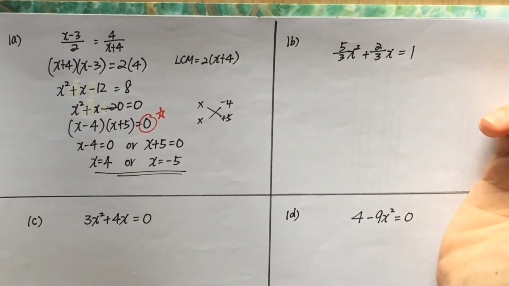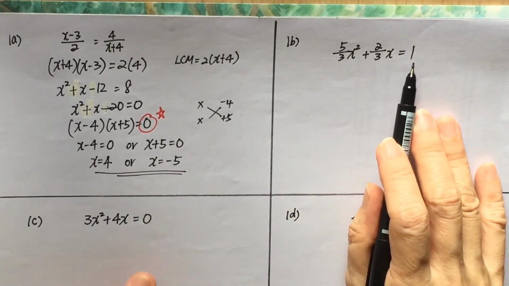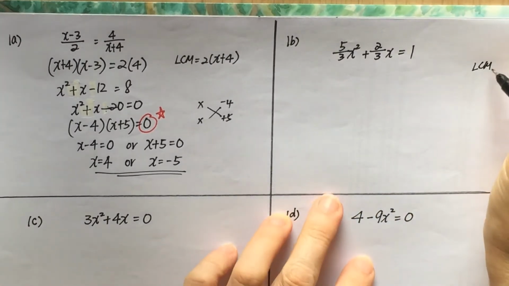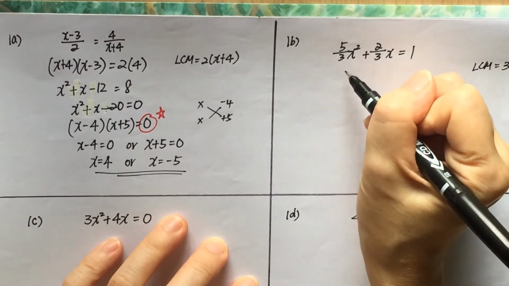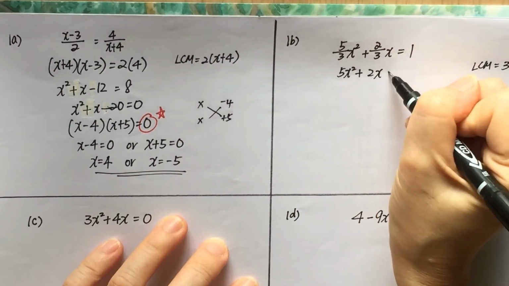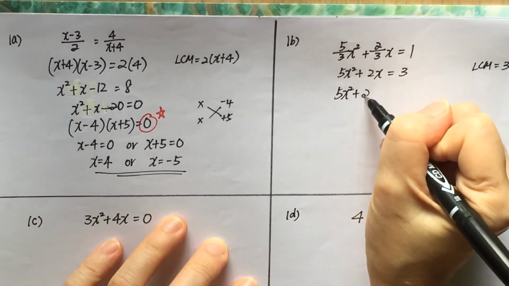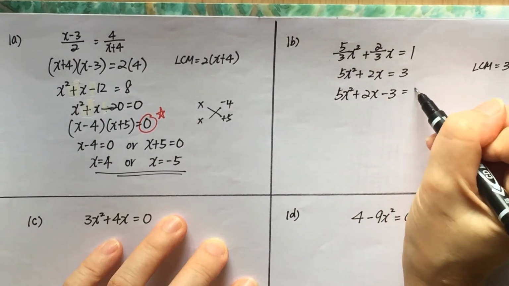Next, question 1b. You can see that there's a fraction here, another fraction, and then this side doesn't have a fraction. Can I multiply the LCM to be equals to 3? So I multiply 3, multiply 3, multiply 3 here. So I have 5x squared plus 2x equals to 3. Rearrange all to be on the same side. So I have 5x squared plus 2x minus 3 equals to 0.